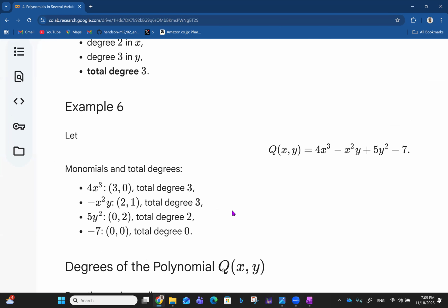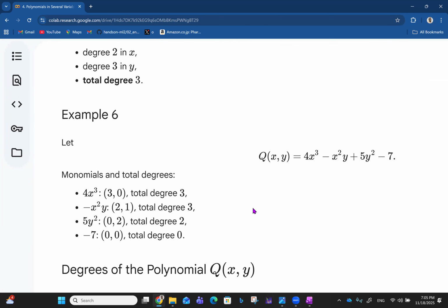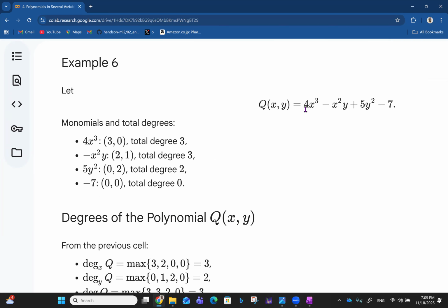So we can have example 6. Let q of x comma y be 4x cubed minus x squared y plus 5y squared minus 7. So we have 4 monomials. The degrees in terms of x and y respectively are 3, 0 because there's no y here. Then 2, 1 because the power of x is 2 and the power of y is 1. Then 0, 2 because there's no x here, but there's y with power 2. And then here it's a constant, so that's 0, 0.